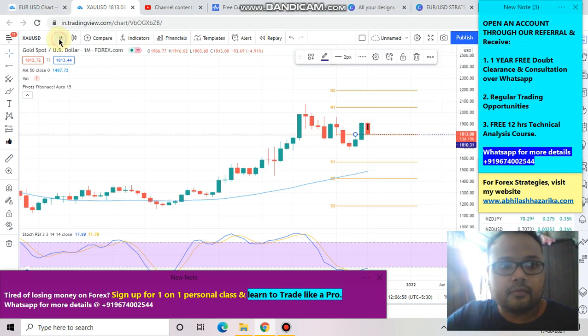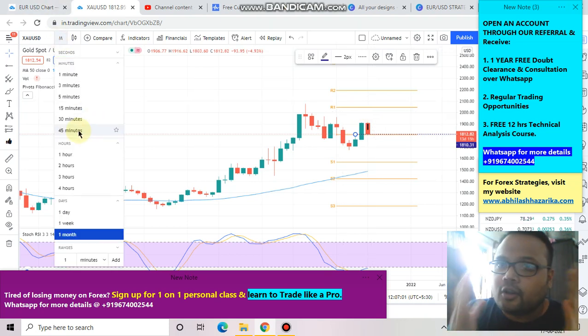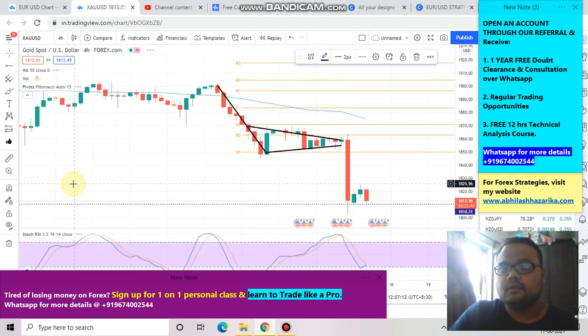And the dollar is also strong, so this is also not the right time to go for buying opportunities. So all the things are very much complicated right now.